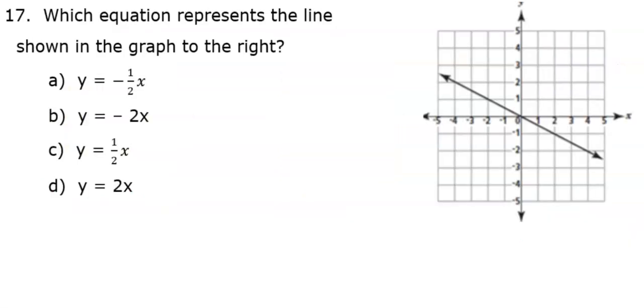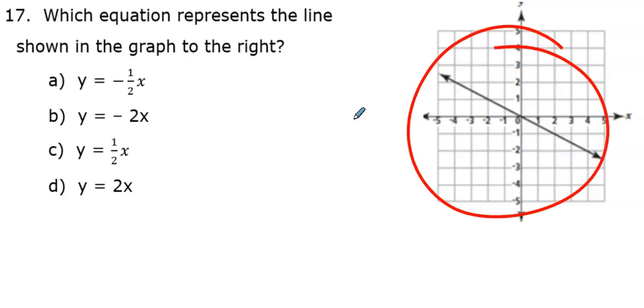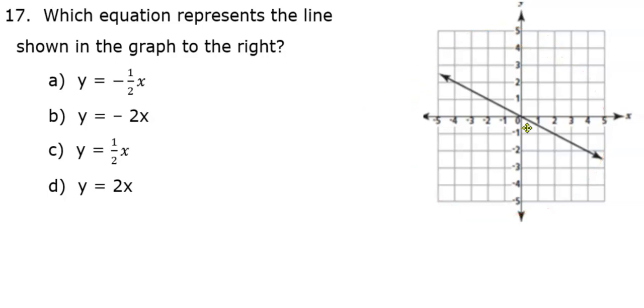Number 17 asks you which equation is shown in this graph. In this graph, I see that the line is going down. That means it has a negative slope, so these are out. I also see that in order to get from one point to another, the rate of change is down 1 and right 2. Rise is -1, run is +2. -1 over 2.